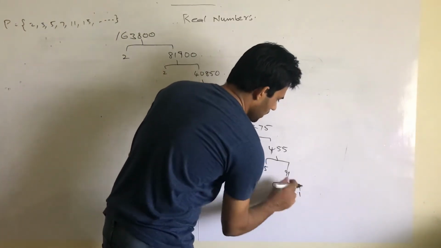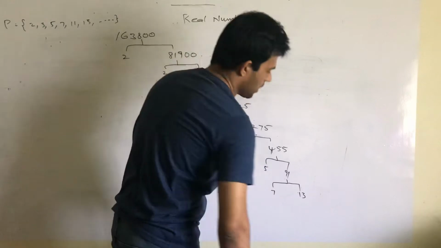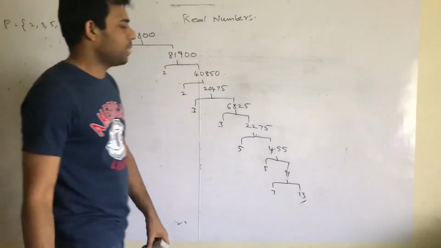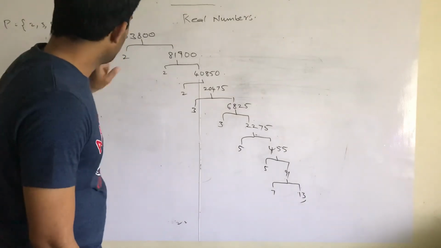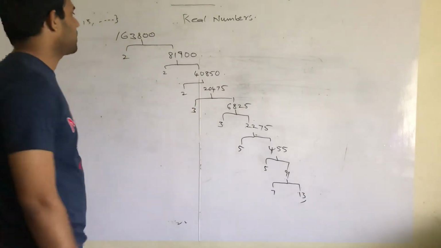7 ones 7. I have 21. 7 3s is 21. Yeah. So now I am left with 13. So 13 is a prime number. It is not further factorized. So yeah, that's where you factorize the number.